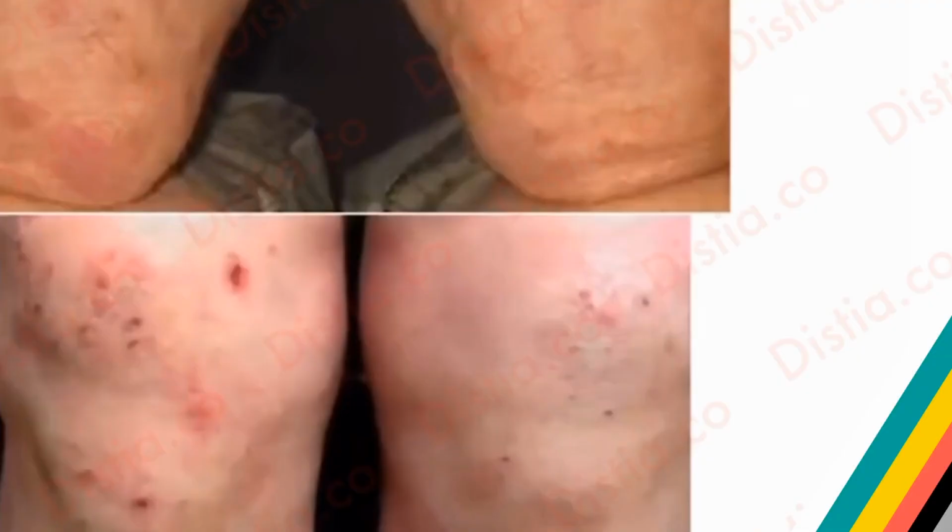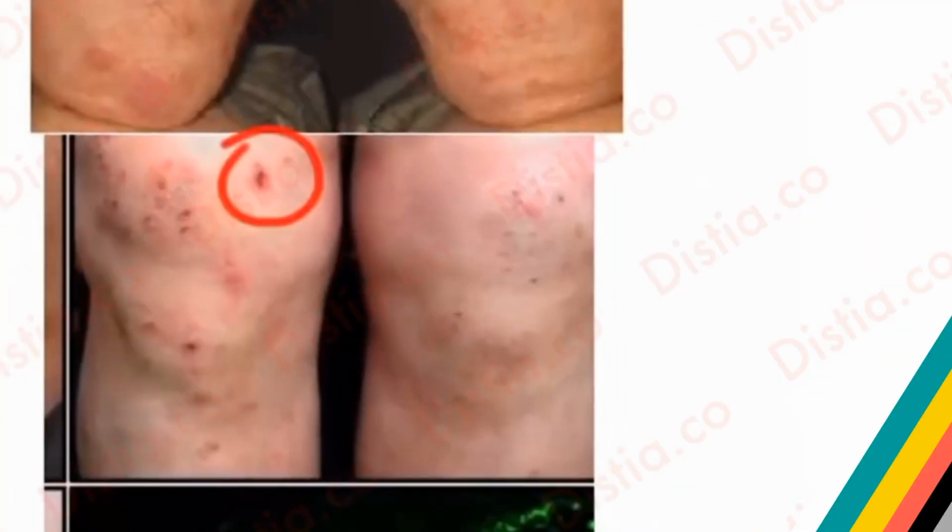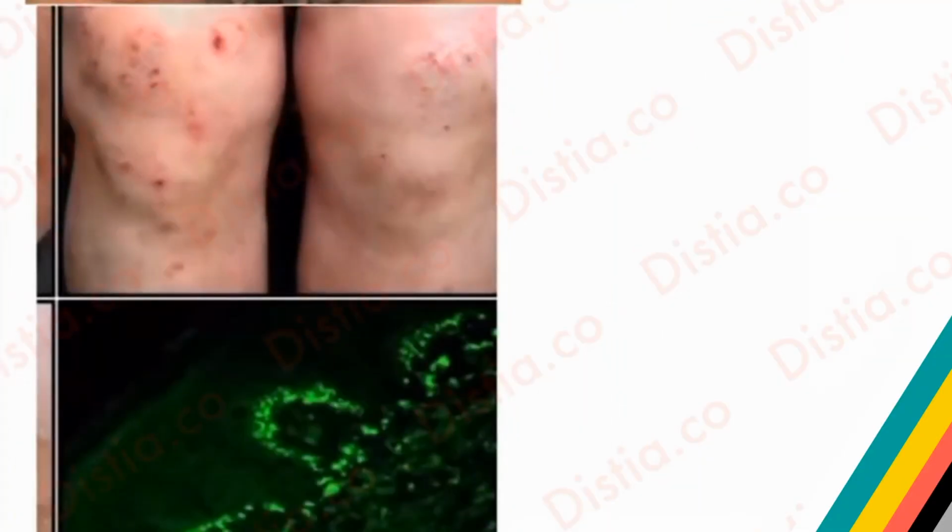So you can notice lots of erythema present on the knee joint of the patient. And then there is this green line I was talking about, and this shows that spotty appearance. Those spots are basically the IgA and the C3 deposits.